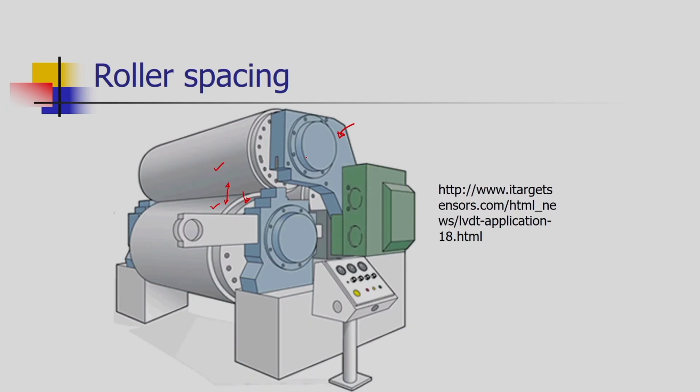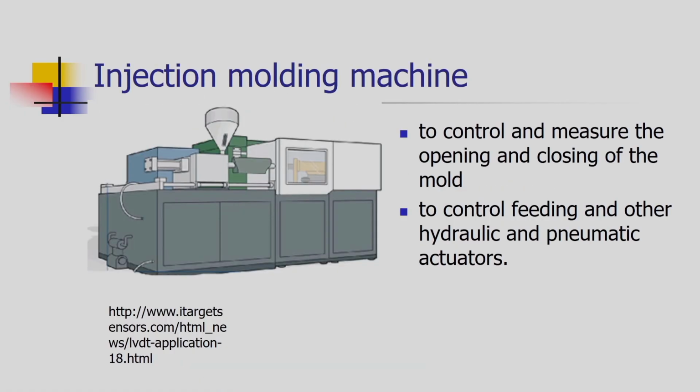When we move it mechanically, we have to monitor whether the movement is appropriate, whether the movement is desired. To monitor that movement, we are using an LVDT sensor. If there is excessive movement of the upper roller, that will affect the quality of the product. So, to restrict that extra movement due to the inertia of these rollers, we are using the LVDT sensors.